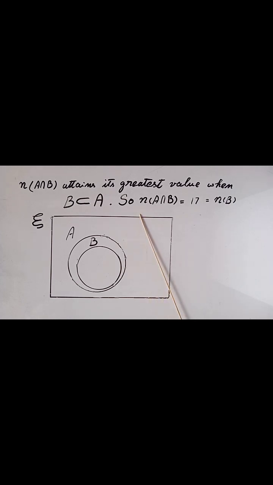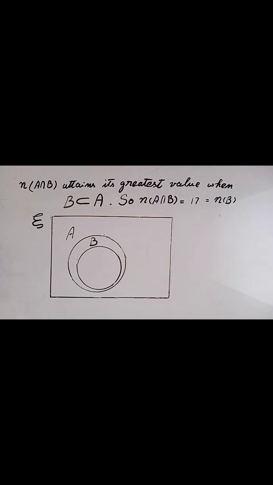So, number of members in A intersection B is equal to 17, which is the number of members in the set B. You know, set B के अंदर 17 members हैं और अगर ये A और B ओवरलैपिंग सेट्स होते या डिसजॉइंट सेट्स होते, यानी इनमें कुछ कॉमन ना होता, तो उस वक्त क्या होता? A इंटरसेक्शन B की ग्रेटेस्ट वैल्यू नहीं आ सकती थी, उसकी कम वैल्यूज आती.